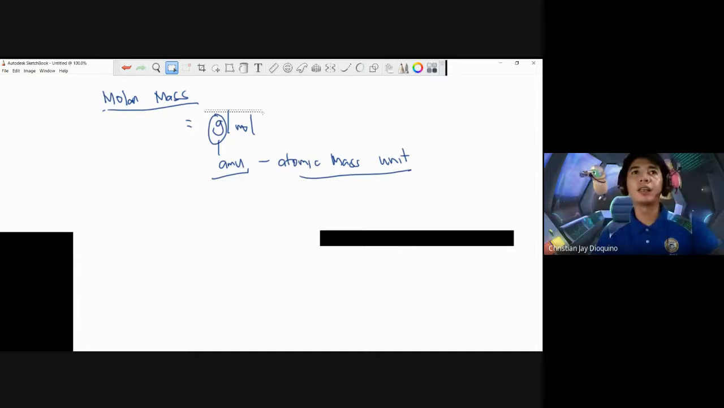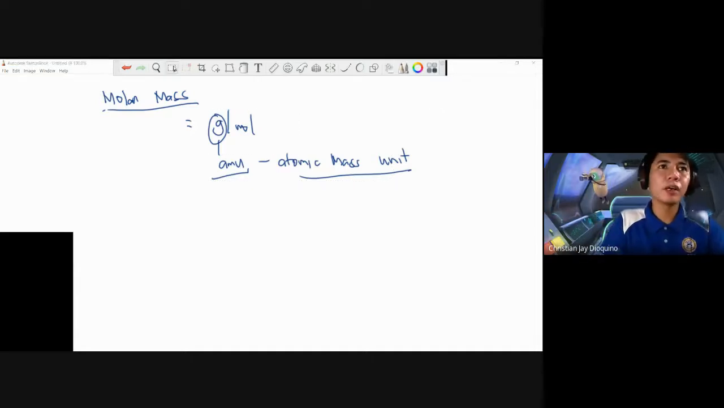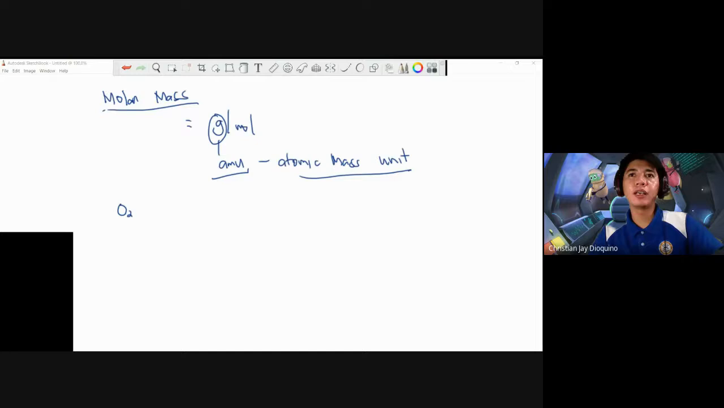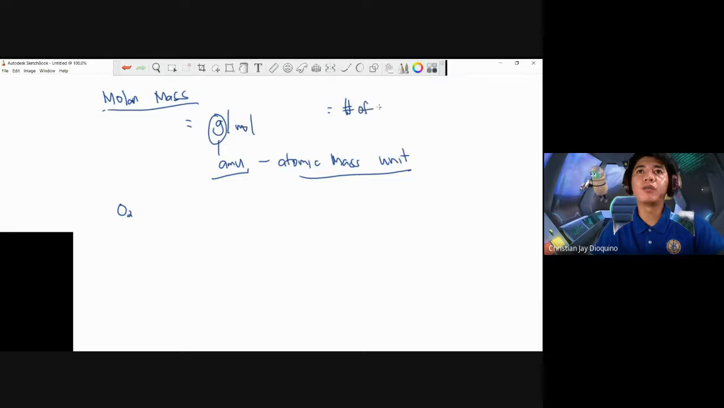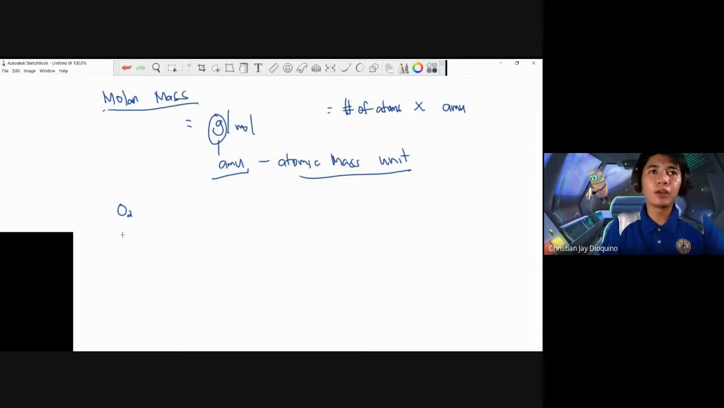Paano ba tayo kumukuha ng molar mass? Let's say, meron tayo ditong oxygen gas. Oxygen gas, ang pagkuha ng molar mass is, kinukuha natin yung number of atoms, multiply natin siya dun sa kanyang AMU, or yung atomic mass unit niya. Ang oxygen gas natin is, of course, meron niyang oxygen na 2, dahil yun yung number of atoms niya. Then, multiply natin siya dun sa AMU. What is the AMU? Edging? 16 po. Okay. So, 16.